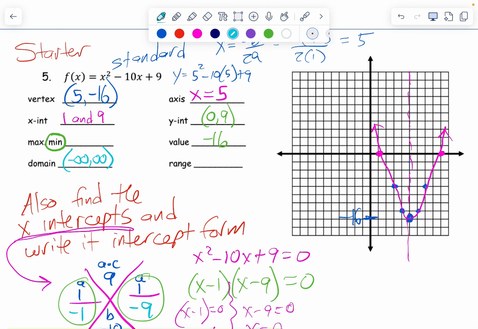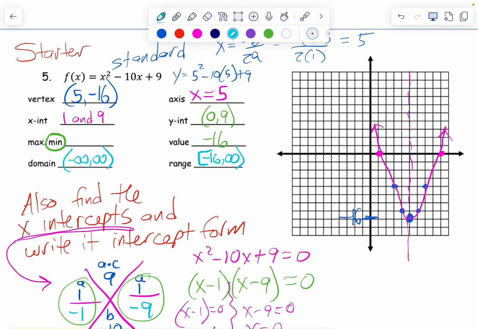Range. Good. -16 has a bracket because it does go through. And to infinity. Guys, on the quiz, you also had positive, negative.